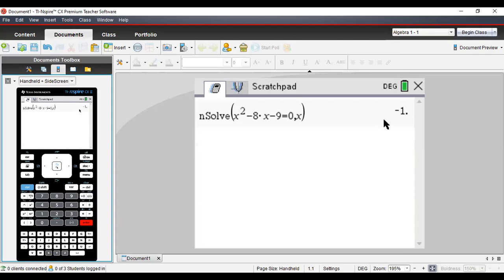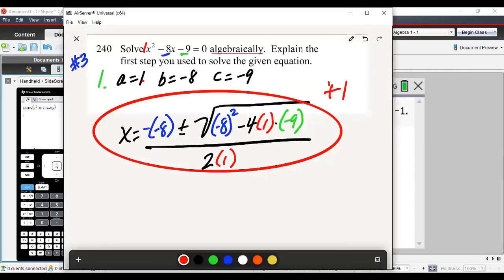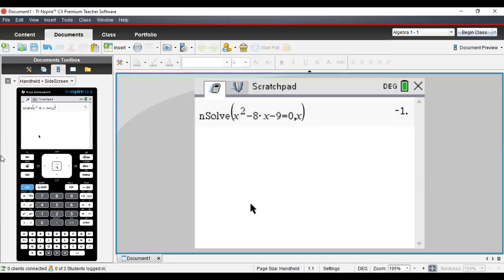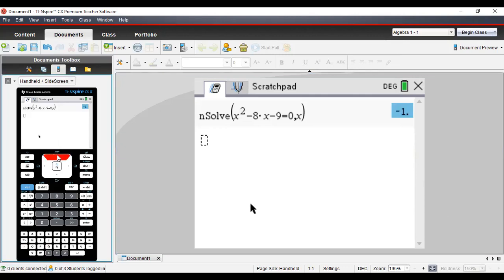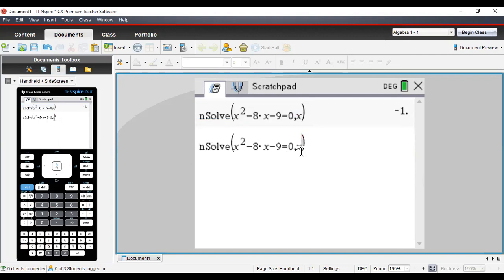And it tells us that one of the solutions is a -1. So let's go here, and we're going to say x equals a -1. And let's see if it has another solution. It could have up to 2. So we're just going to copy this, and we're going to change this to 100. Press enter, and we get 9. So our other answer is 9.